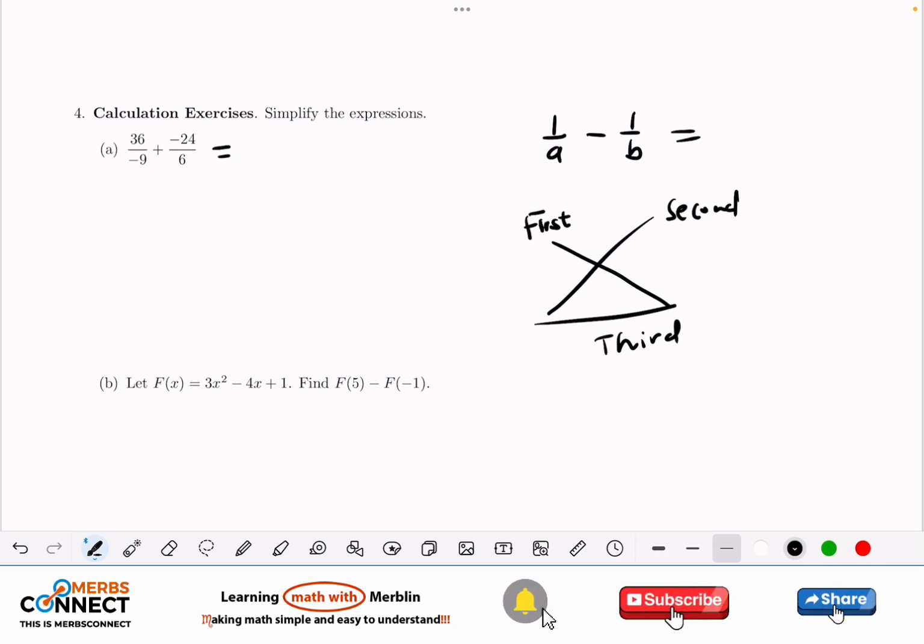Okay, so when I say first, you can see that the first line is this. So first, it will be 1 times b, which will be b. Then I plug in any sign which is in the middle here, minus. Then second is this, so second will be 1 times a, which is a, divided by, so the third is divided by a times b, which is ab.